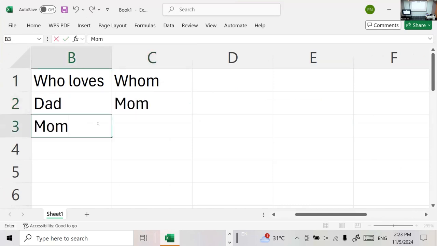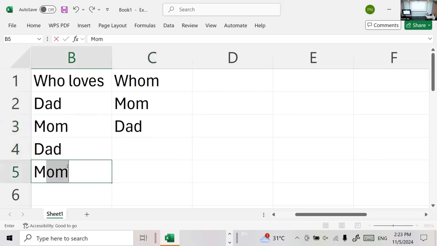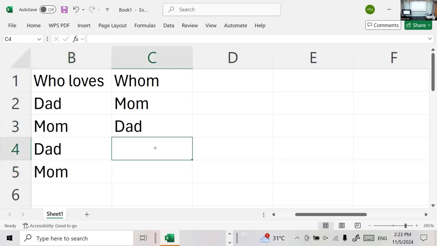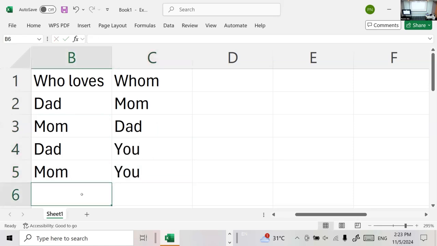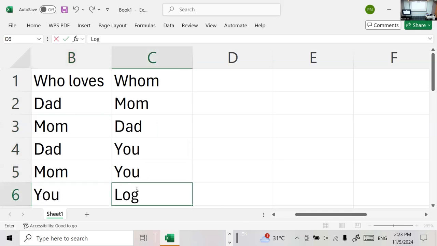Mom loves dad. Dad and mom love you. And then you love dog. Let's say you love your mom, but let's say you take care of your dog. Okay, so this is one way of storing the graph, right?